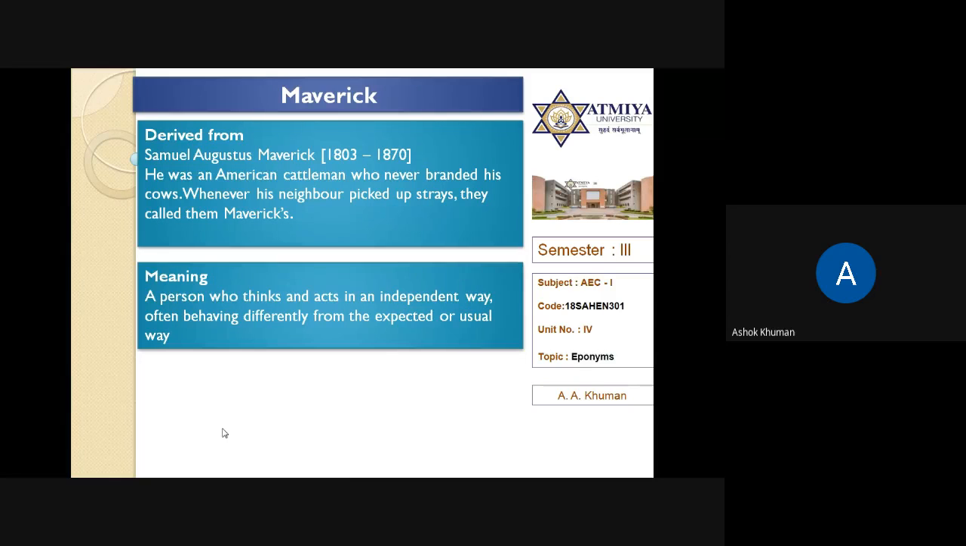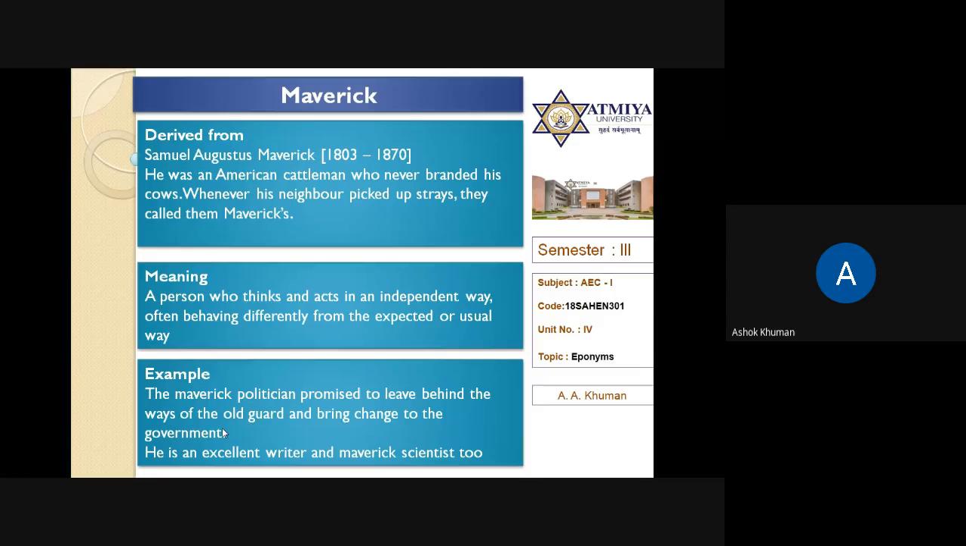If you don't follow social mores or any custom of any institution or organization, and independently you do something new, freely you take your own decision, that is maverick. The person who thinks and acts independently, behaving totally differently from the expected or usual way. For example: he is an excellent writer and a maverick scientist too. Maverick scientist means doing your experiment not in the usual way, but in your own way, in an independent way.